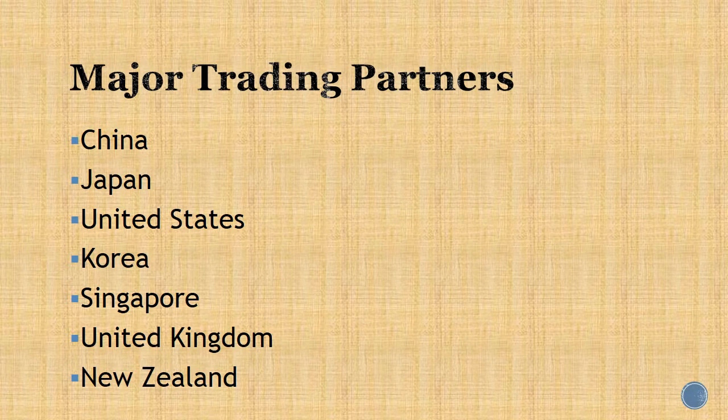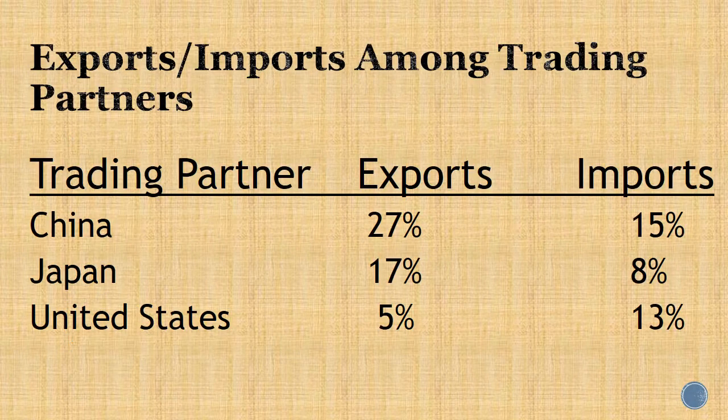Australia's major trading partners include China, Japan, the United States, Korea, Singapore, the United Kingdom, and New Zealand. Today, China accounts for 27% of Australia's exports and 15% of their imports. Japan accounts for 17% of their exports and 8% of their imports, and the United States accounts for 5% of their exports and 13% of their imports.